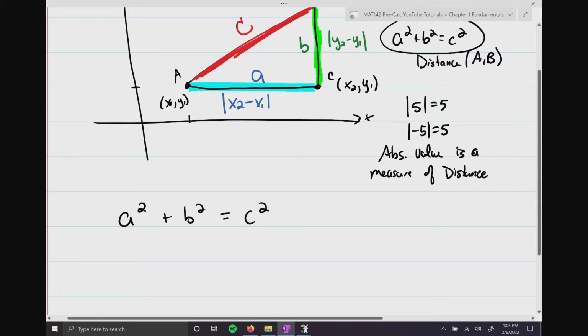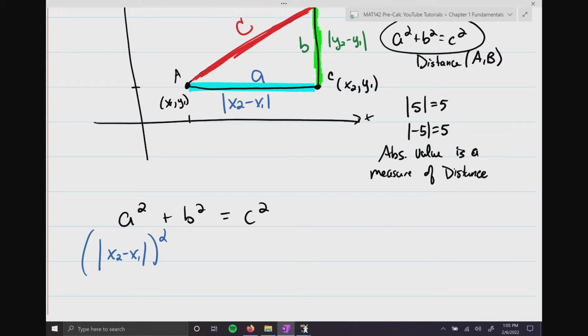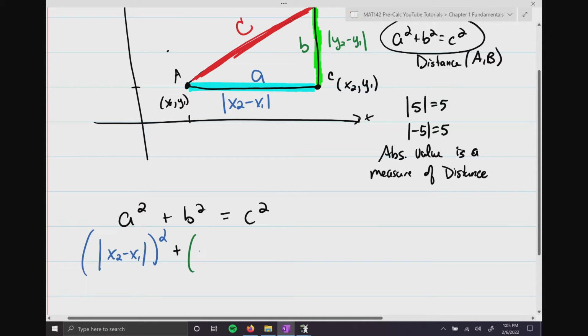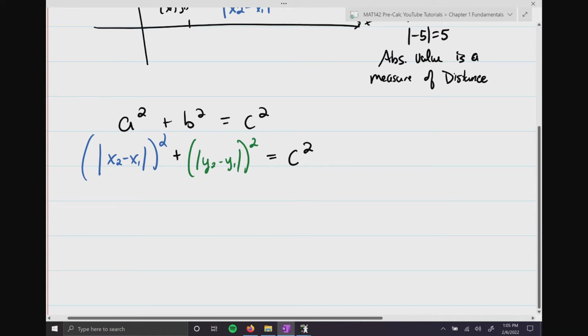Now, in blue, I'm going to write down what I have. It's going to be the absolute value of x2 minus x1 quantity squared, plus, now in green, the absolute value of y2 minus y1 quantity squared. And this has to equal c squared, which means to solve this, we would take the square root of both sides.